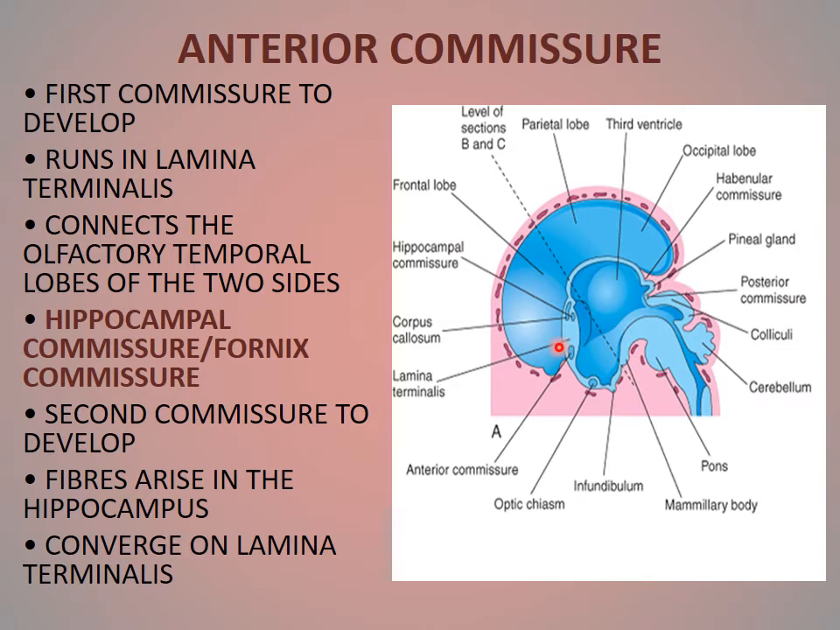Now the anterior commissure. These anterior commissure fibers are the first to develop, and they run in the lamina terminalis and connect the olfactory and temporal lobes of the two sides. The hippocampal commissure fibers form second, after the anterior commissure, and these fibers arise in the hippocampus and then converge on the lamina terminalis.